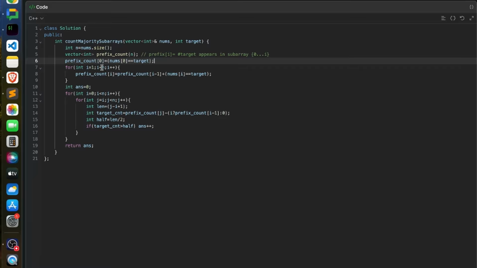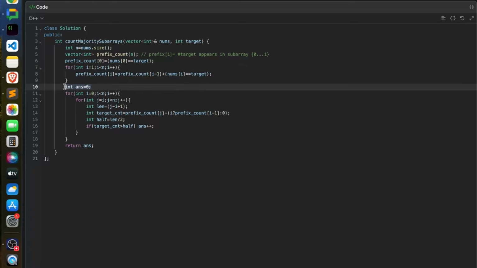And for index i equal to 1 to n, your prefix count of i is nothing but prefix count of i minus 1, the previous prefix count, plus your current number. Like if your current number is target, then it would be increased by 1, otherwise 0, right? I hope you understand this part. This comes from the prefix array concept.